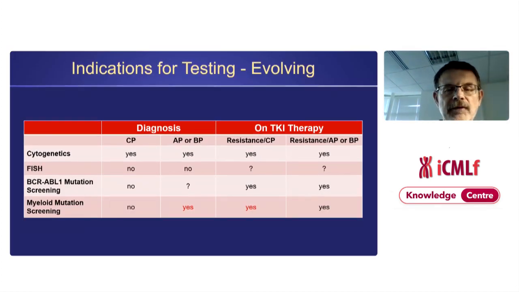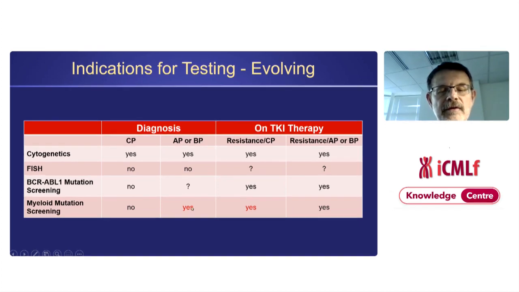So to summarize, you've already seen this slide here. Where are we and what might change? I won't cover this one again. I think what might change is that we will start to do mutation screening at the time of diagnosis if there is evidence for progression to accelerated phase or blast phase.